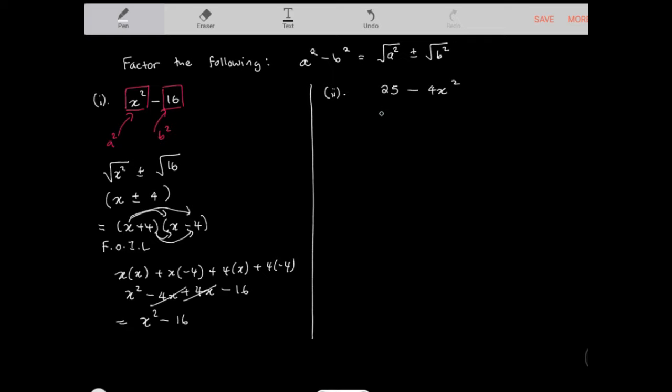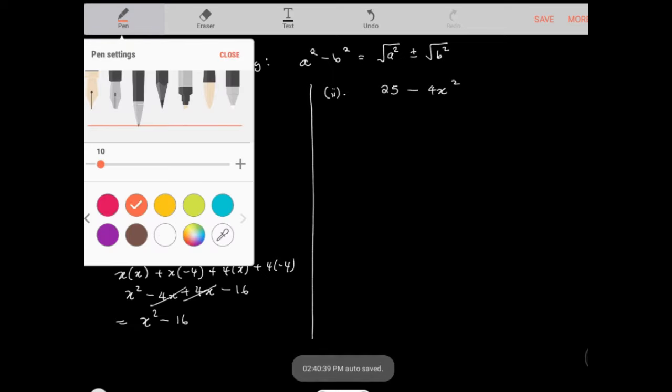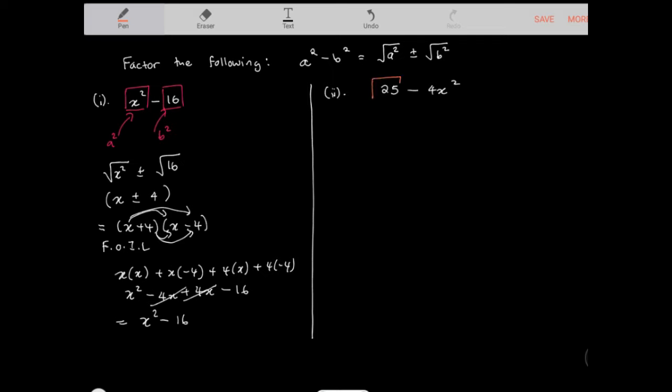Okay, so let's take a look at the second example. In this case, you first want to ask yourself, okay, does this look like a squared minus b squared? I'm going to let this be a squared and this be b squared. I'm going to use the template. So the template here: you do the square root of a squared, which is 25, the square root of 25, plus or minus the square root of b squared, which is 4x squared.